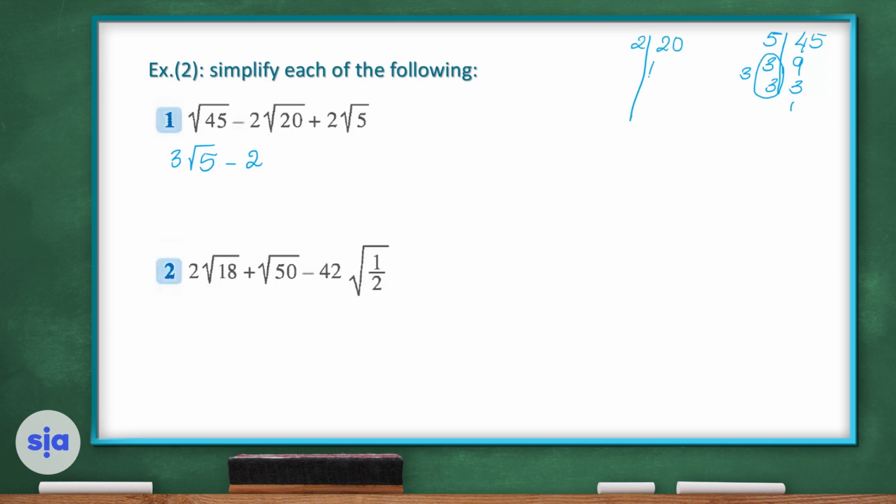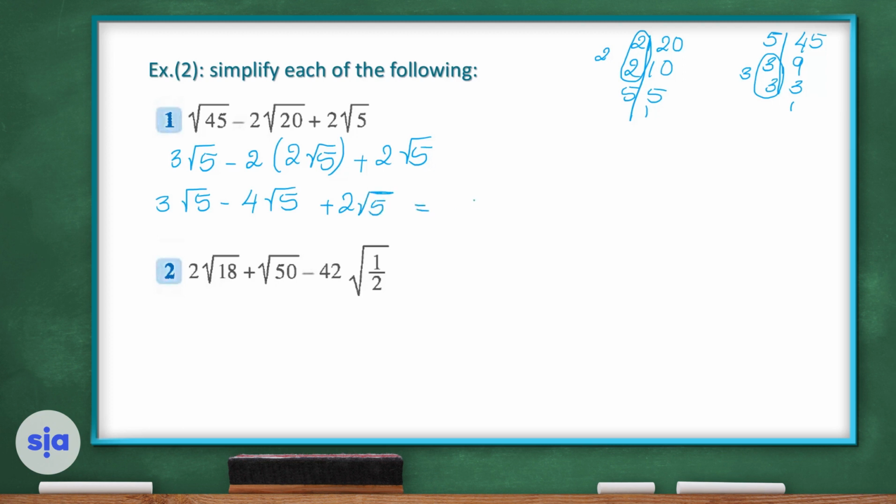Divided by 2, it's 10. Divided by 2 is 5. Divided by 5, it's 1. You have 2 2's. They will go outside as 1, 2. Then it's 2 times 2 square root of 5 plus 2 root 5 cannot be simplified more. So it's 3 root 5 minus 2 times 2 is 4 root 5 plus 2 root 5.